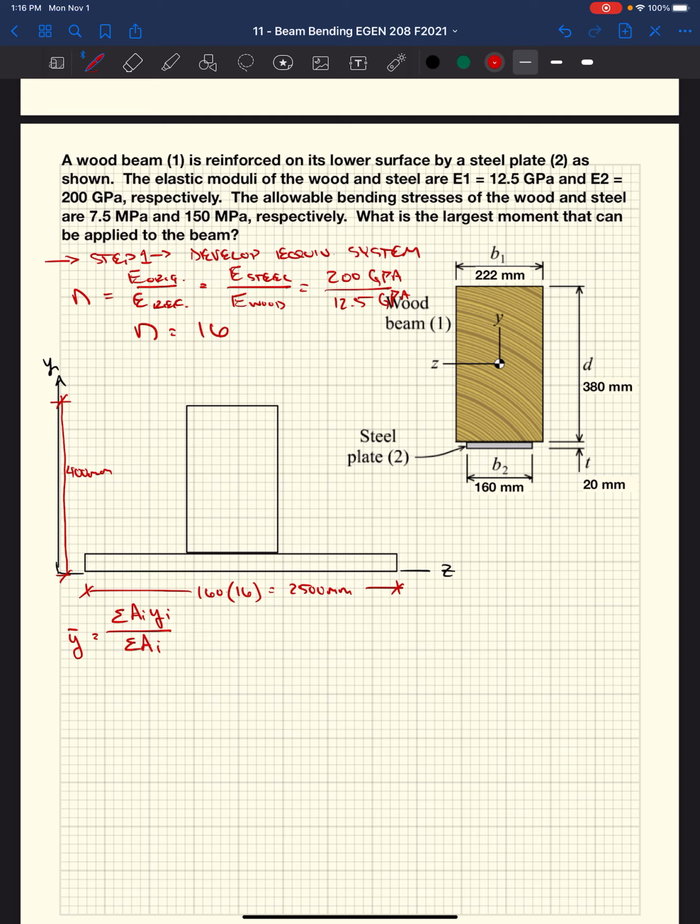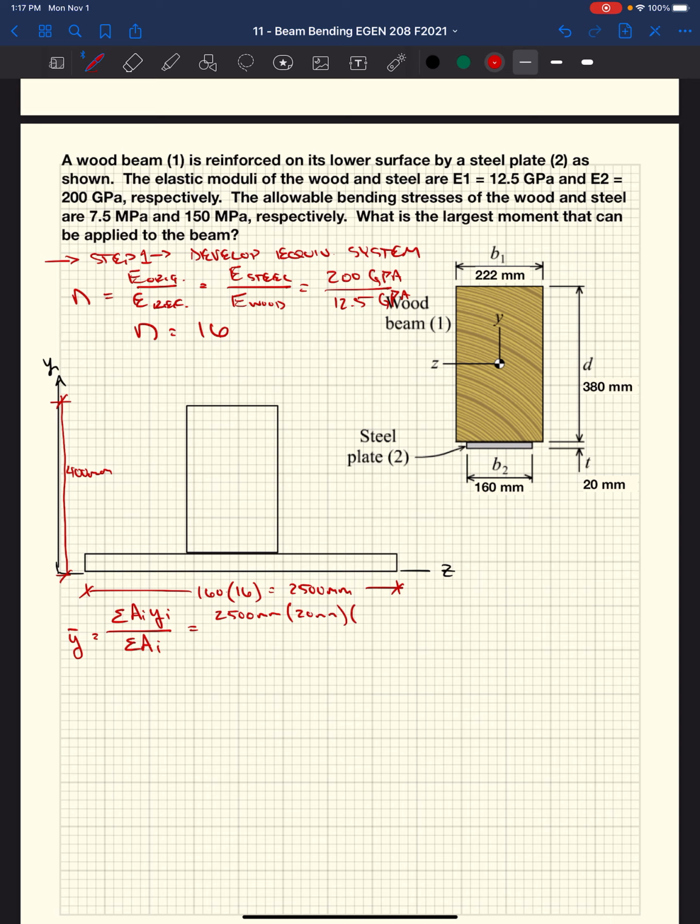So now that we have this new equivalent system, we can then determine what our centroid location is, and then also from that, our moment of inertia, right? So if we start with the summation of A sub i, y sub i, we have 2,500 millimeters times 20 millimeters, that's our thickness of our steel plate. So that's our new area for our steel plate.